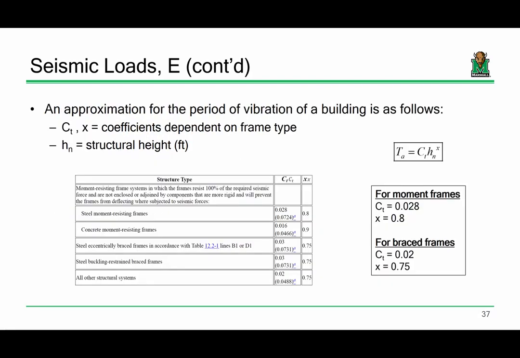Now, the computation of a building's period of vibration, in reality, trying to do it explicitly is difficult. You've got to break out the finite element analysis software. You've got to break out some somewhat complex mathematics.